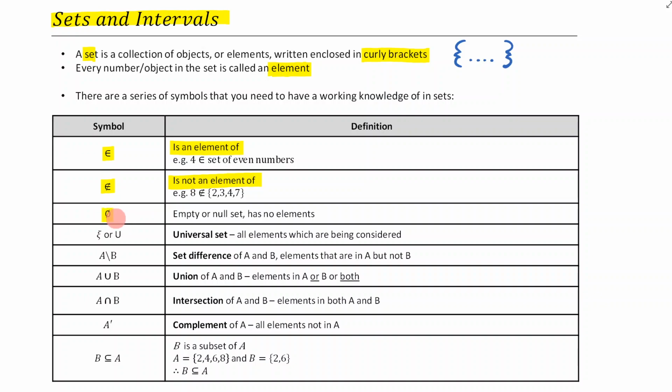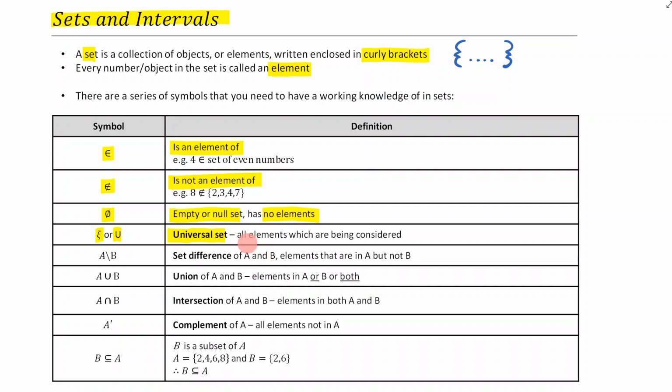The next is our empty or null set, which is this symbol right here. So the empty or null set. And this means a set that contains no elements. The next is the universal set, which is associated with two symbols. You have the Greek letter chi or an uppercase U. So both are acceptable ways of denoting the universal set.